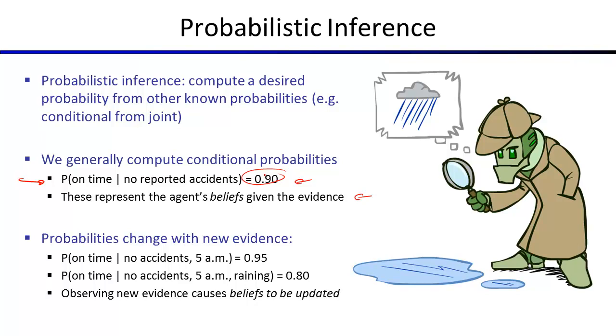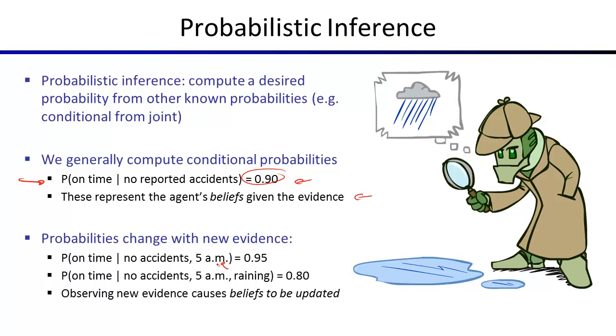Interestingly, if you get more evidence, often your probabilities will change. So if after getting the no accidents evidence, you get an additional observation, namely it's 5 a.m. when you're driving, then the probability of getting places on time goes up. Why? Because the model you have for the world is one in which during that time usually there's low traffic and usually you can get to places quickly.